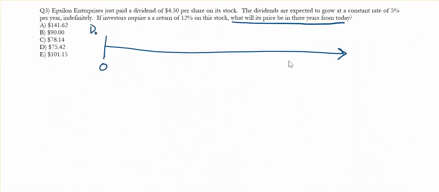So the dividend in year 0 was $4.50. Why did I know that's period 0? Because of the word just paid. So that certainly can't be 1 year from now. So it has to be year 0.